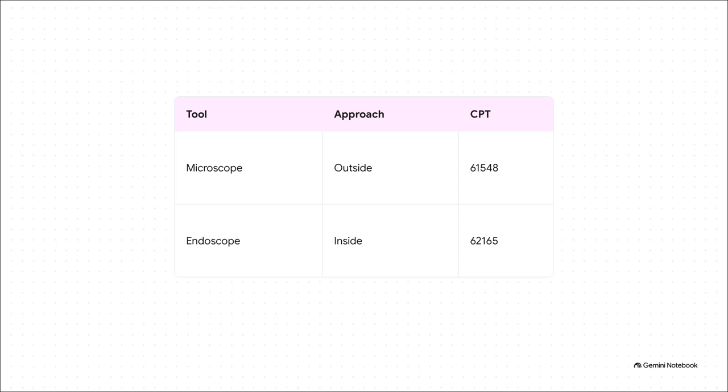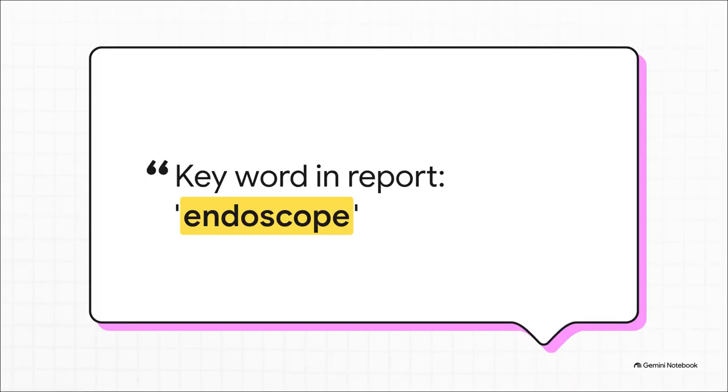If the tool stayed outside for a limited view, you are anchored to 61548. But if the tool went inside for a live, wide-angle view, you are confidently locking in 62165. Ultimately, the surgeon's dictation tells the definitive story. It is your job as an auditor to critically read that narrative to determine the answer to one simple question. Did they hold a torch outside, or did they drive a camera inside? This single technological distinction completely dictates your final code selection and ensures accurate reimbursement as well as strict compliance.